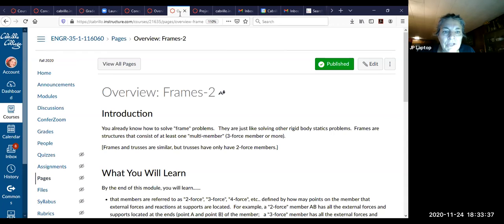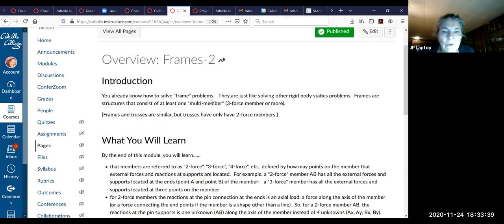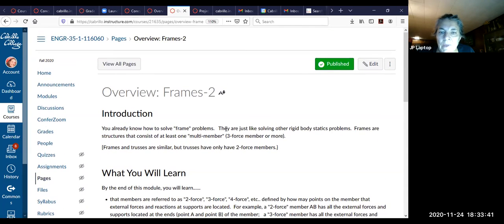Okay, so now let's look at frames. Okay, frames. The introduction to frames says, you already know how to solve frame problems. They're just like solving other rigid body statics problems. Frames are structures that consist of at least one multi-force member.